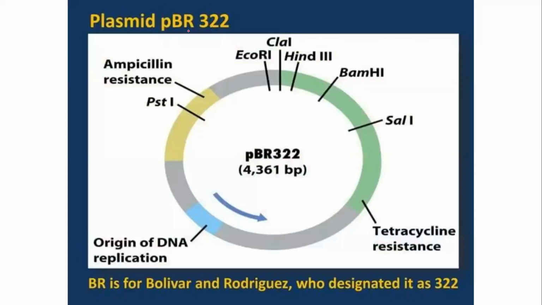Now here, this is another example, pBR322, a vector. It also has the origin of DNA replication, the ORI site, then the ampicillin resistant gene, the selectable marker, and EcoRI, HindIII, BamHI, SalI, ClaI. These are the restriction sites. It also has a tetracycline resistant gene as well.